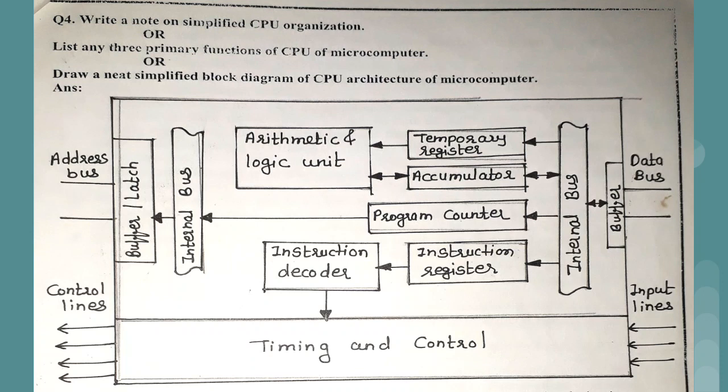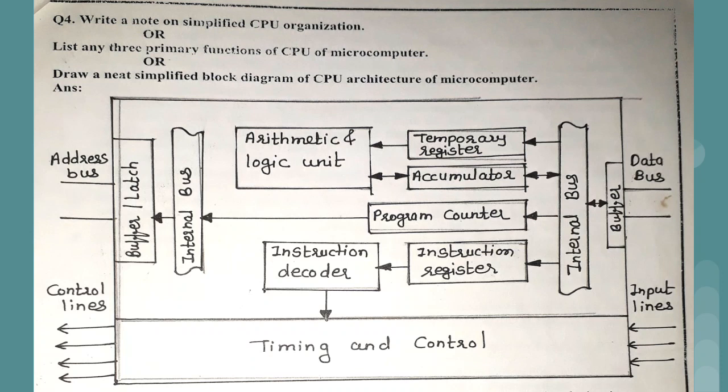So I hope that at least a few components of this diagram are remembered by you. Always start from the right hand side and move towards the left hand side. At the right hand side we have the data bus input lines, which are connected to the buffer and the timing and control signal. Then this buffer is connected to the internal bus.